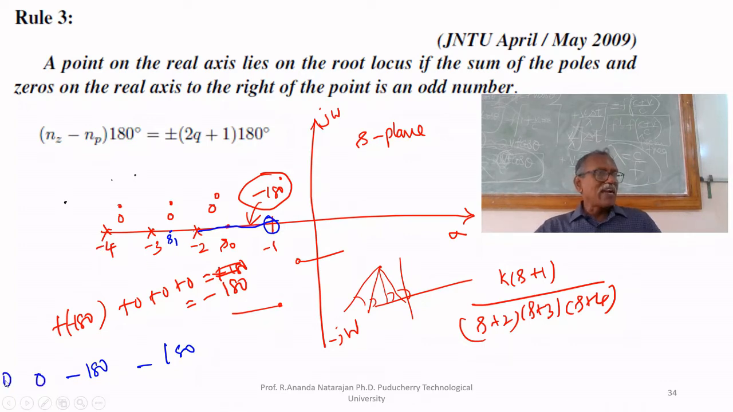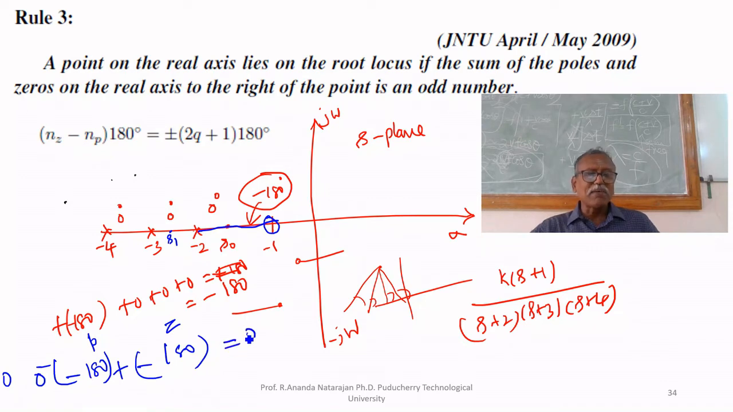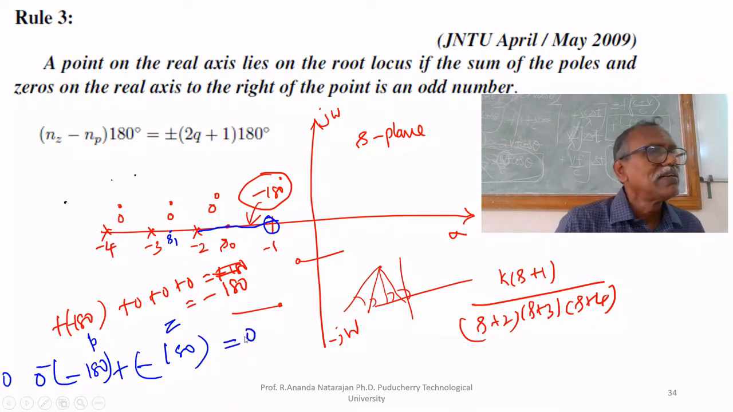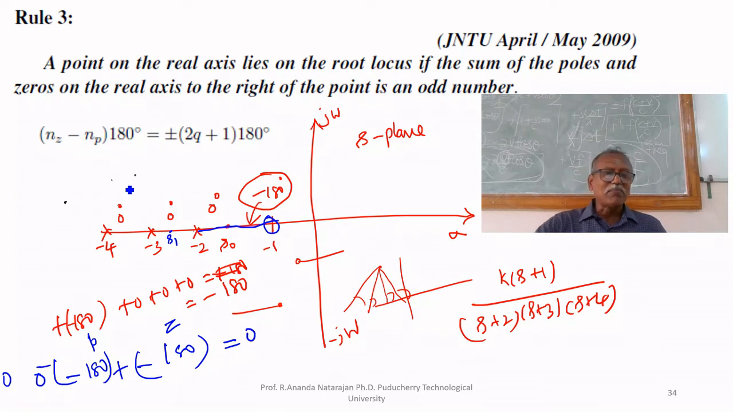So now we have to add. This is for pole. This is for zero. That's why we have to add. But we have to subtract this. Why? It is the angle for pole, the denominator. That's why minus. Minus of minus becomes plus. This is minus. Therefore, net angle becomes 0, not 180 degree. That's why any point between minus 2 and minus 3 is not on the root locus.